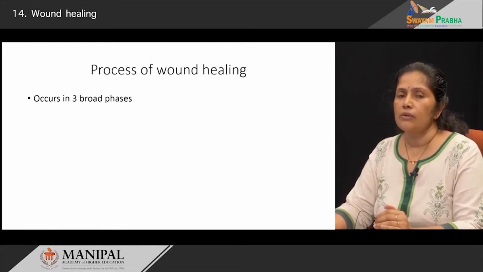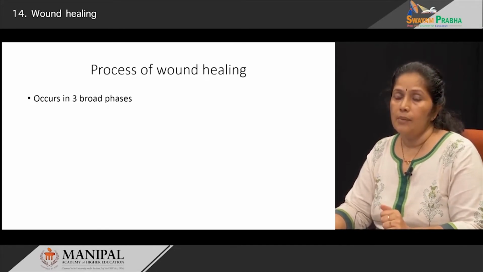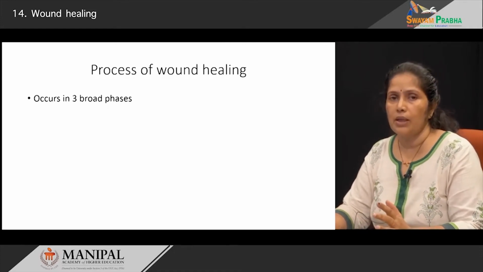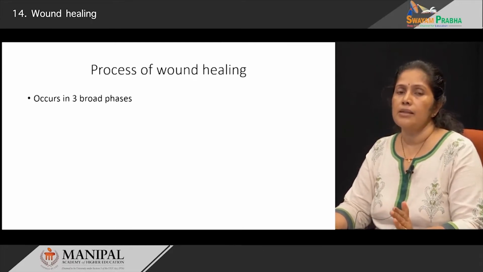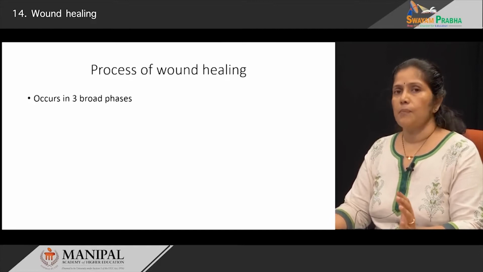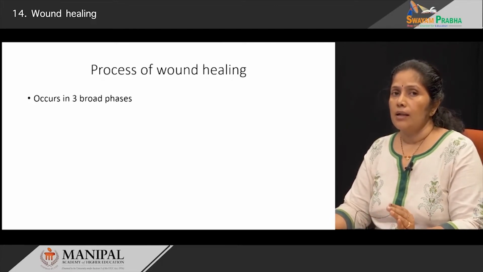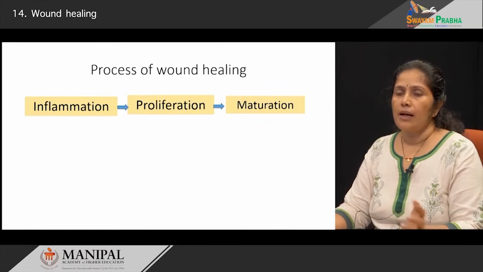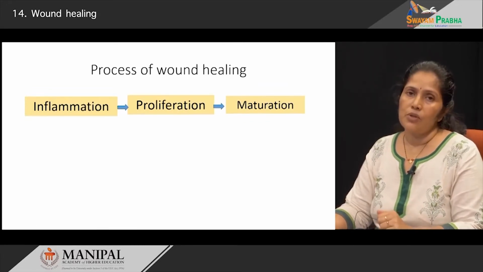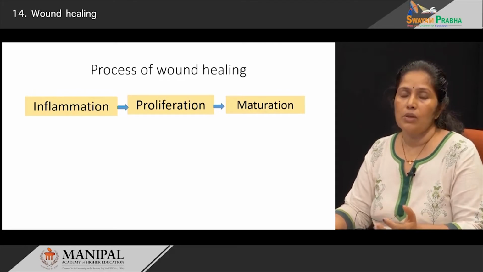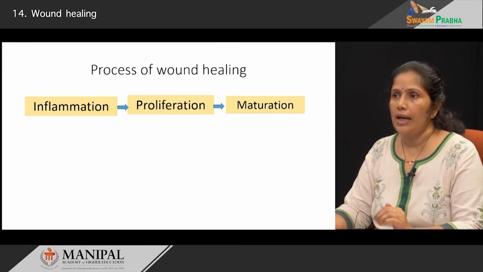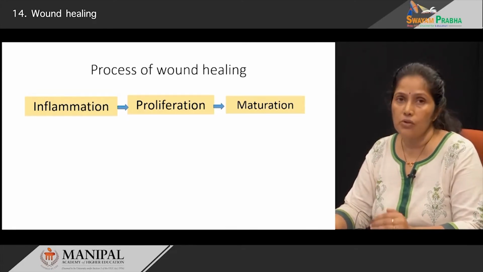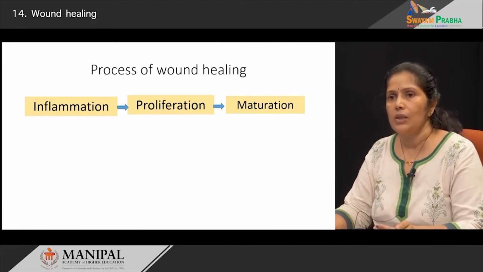It occurs in three broad phases, and when I am talking about these three broad phases, please remember that there are no watertight compartments. I cannot say that each one exists as a separate entity, but it may spill into the next phase. So, these are the three broad phases in which you can categorize it. It starts with inflammation, that is followed by cellular proliferation, and then finally, there is maturation of the tissue, so that it looks more like normal.